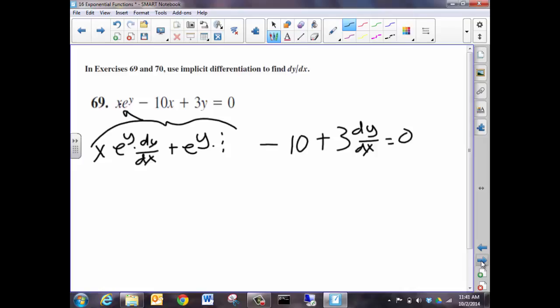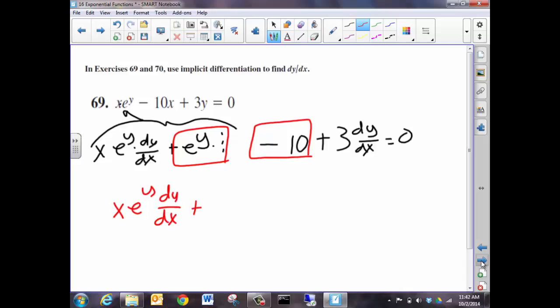Now how, because y'all are still struggling with this a little bit, how do I solve for dy dx here? Very good. Every term that doesn't have a dy dx in it, namely this one and this one, need to move to the other side. So I'm going to say x e to the y dy over dx plus 3 dy over dx. I'm going to move the negative 10 over and it'll be 10. I'll move the positive e to the y over and it'll become negative e to the y.